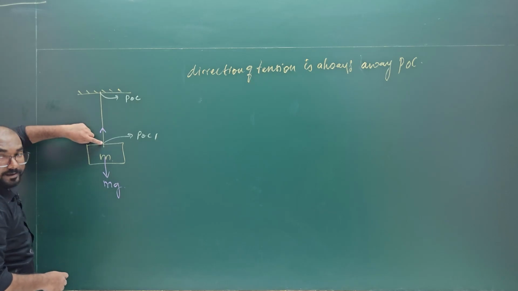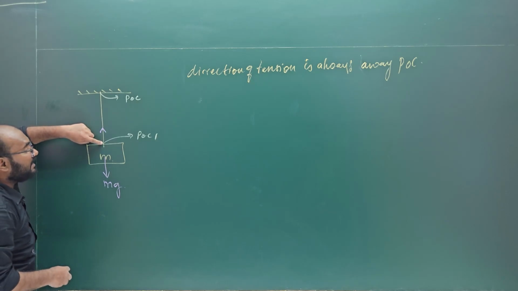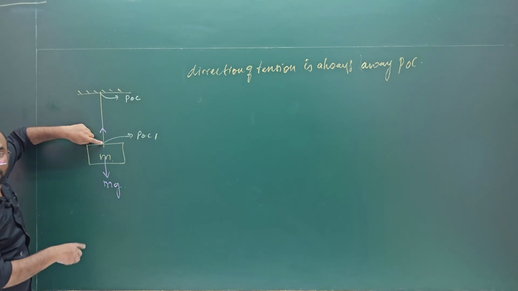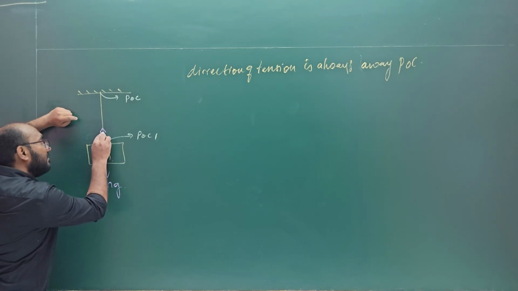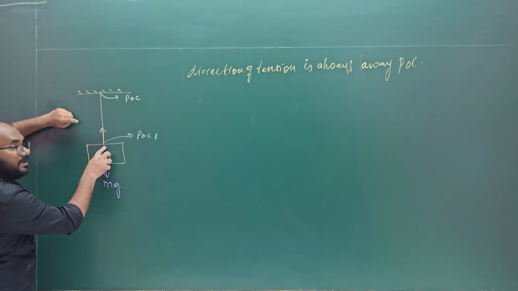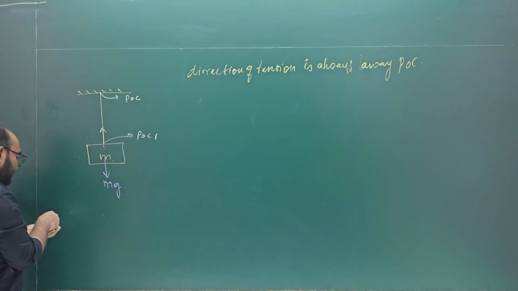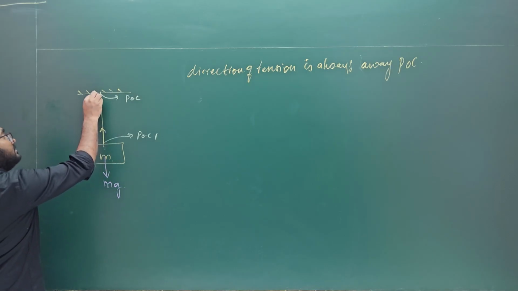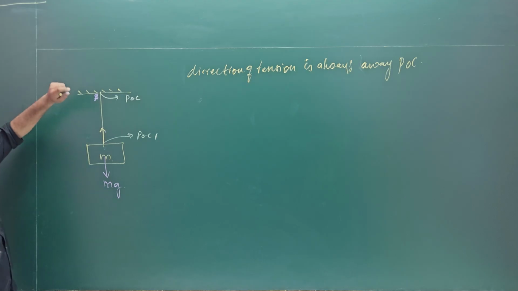That means you are standing here. If you are standing here, what will be the direction of away? Up or down? Up. That means this is the direction away when seen from here. Okay. Similarly, consider you are sitting here. What will be the away direction?